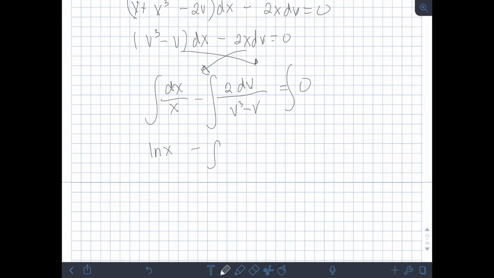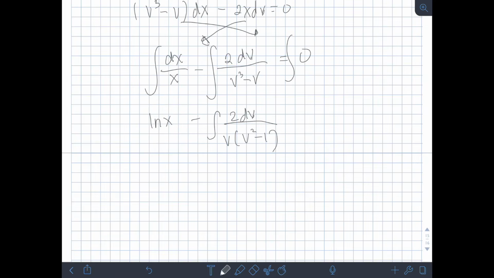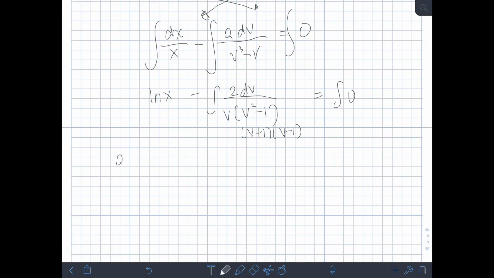So, diba equal to sa integral ng 2 dv over, factor out natin yung v cubed minus v, meron tayong v times v squared minus 1. And then, pwede pa uling yung factor itong v squared minus 1. Paano? V plus 1 times v minus 1. Difference of 2 squares, right? Equals integral of 0. So, we have 2 dv over v times v plus 1, v minus 1. So, mag-partial fraction na lang tayo. So, therefore, meron tayong a over v plus b over v plus 1 plus c over v minus 1 since first degree lang naman lahat.